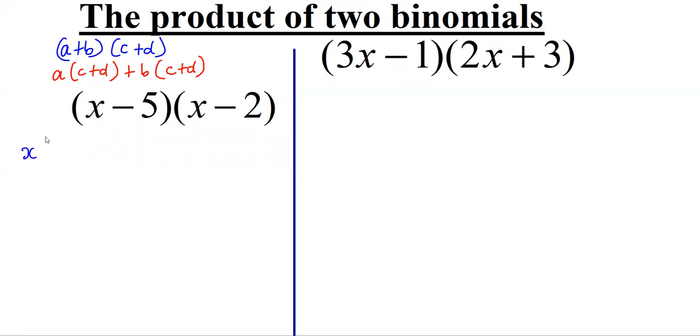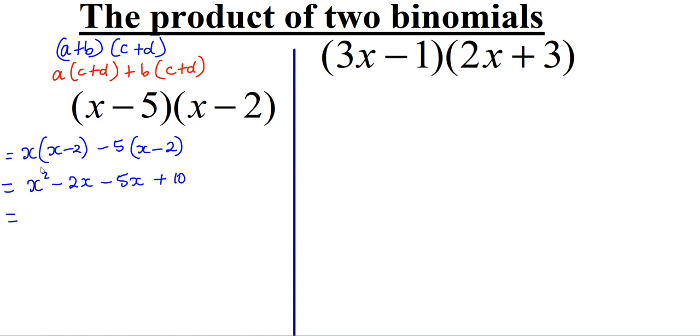It's going to be x in bracket x minus 2. Okay, then here we have negative 5, so you take it with its sign. We have negative 5 in bracket x minus 2. Then what do we do from there? We're going to say x times x is x squared, minus x times 2 is 2x. Then minus 5 times x is 5x. Then negative 5 times negative 2, you get positive 10.